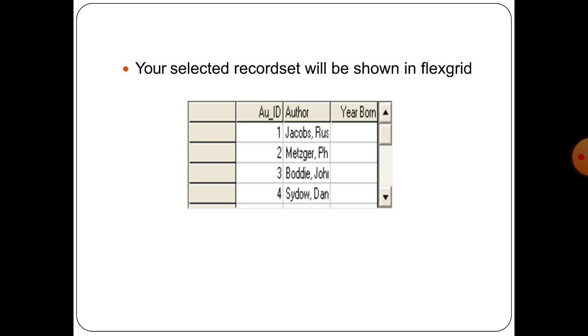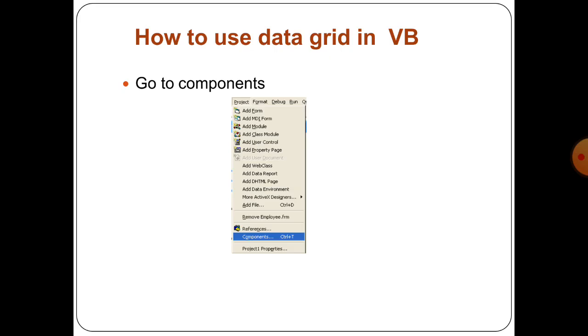If you want to see the record property as selected publishers, title authors, titles, or all titles, we can select these data record set properties. Whatever the selected record set is, it will be displayed on the screen in the Flex Grid control in the form of a Flex Grid. So like that we can use the Flex Grid.